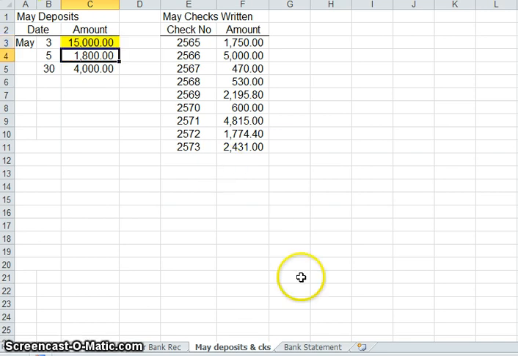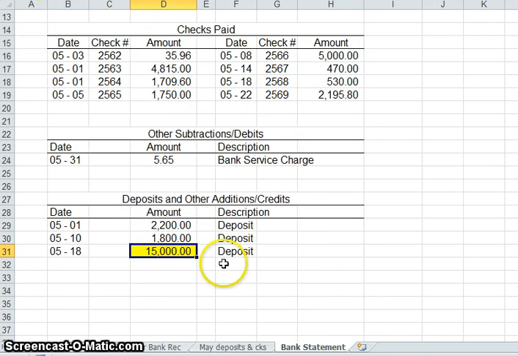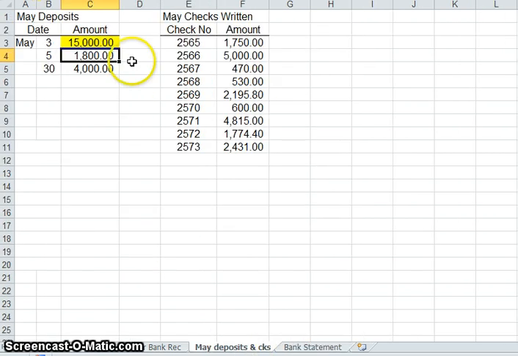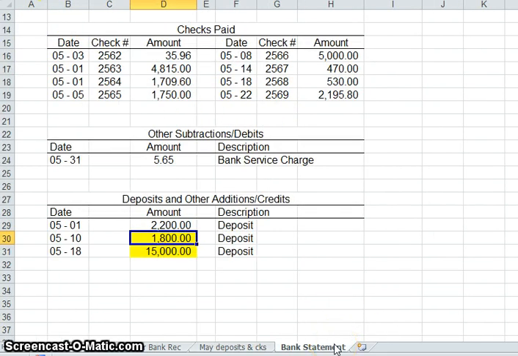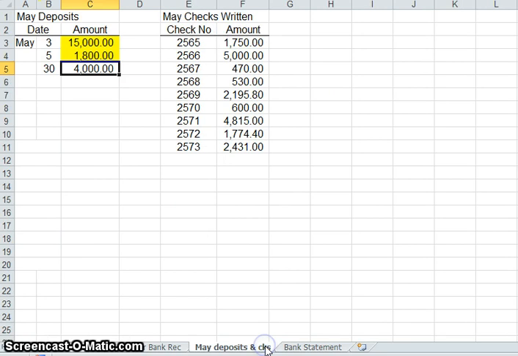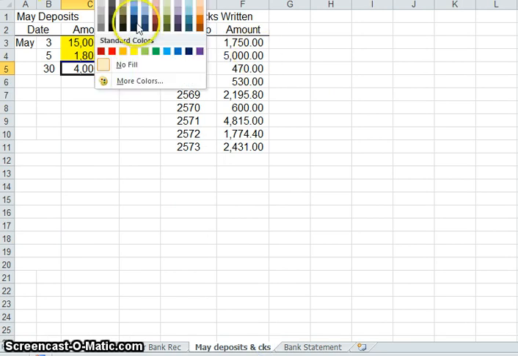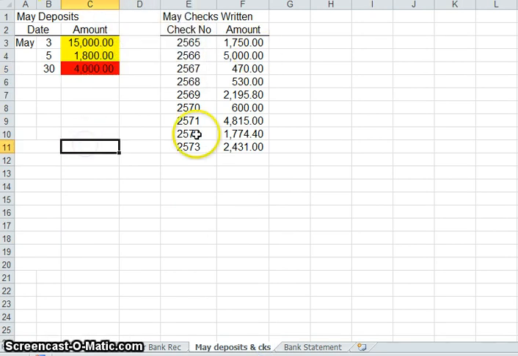All right, the $1,800 deposit we made on the 5th. Well, it cleared on the 10th. But yes, it has been recorded on their records. And how about the $4,000 on the 30th? I don't see that one. No. Okay, so let's color that one in as red. I don't see it listed.